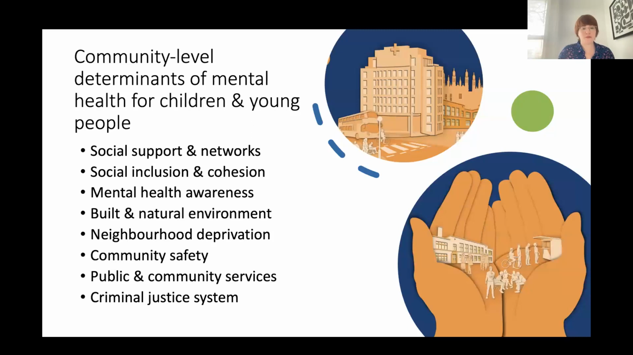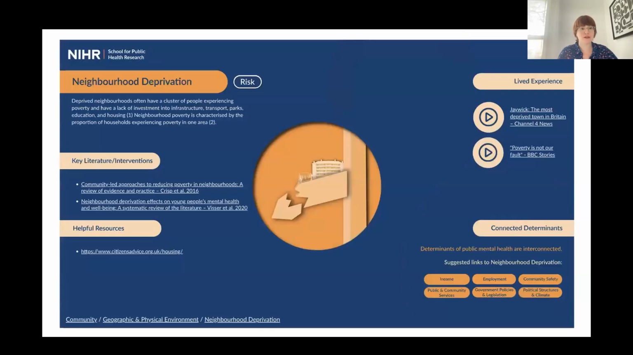Just very quickly, moving on to the community level. Again, there are some very distinct and relevant factors that I think are particularly important for considering the mental health of children and young people, including things like community safety, social support, and neighborhood deprivation. So this is, again, an example.